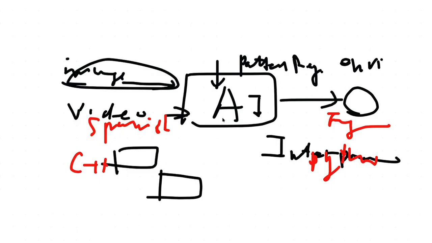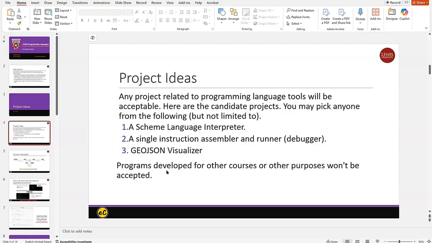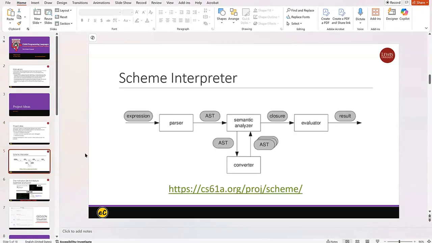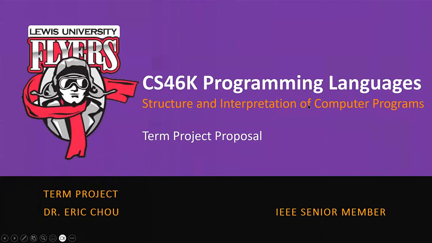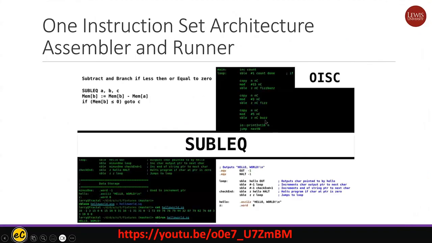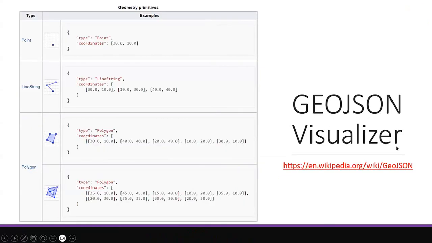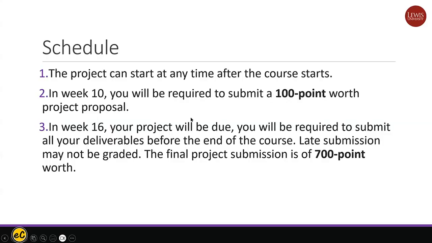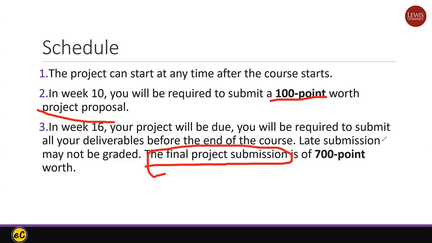Yeah. But as for what topic to pick, I just give you suggestions. I don't force you to do anything. It's up to you. This one, we also test your creativity, to see if you are creative enough. So interpreter or one instruction assembler. These are just suggestions. Or GeoJSON visualizer, whatever. Now, in week 10, you need to submit a 100-point proposal. In week 16, you need to submit a final project submission, okay? Any question?